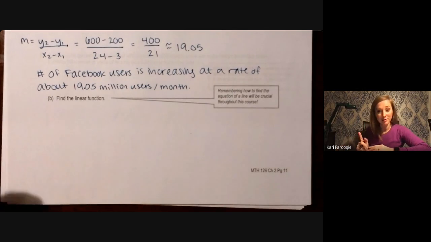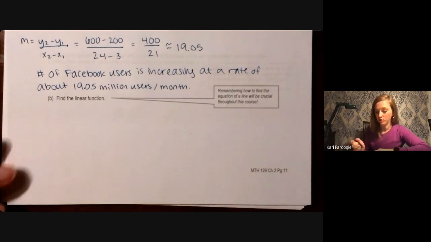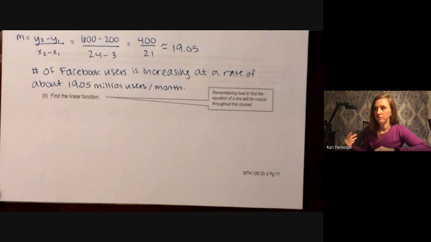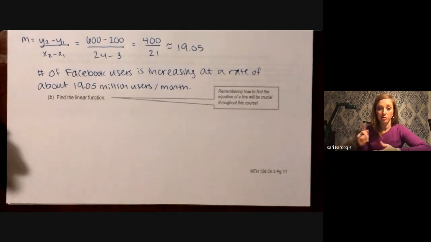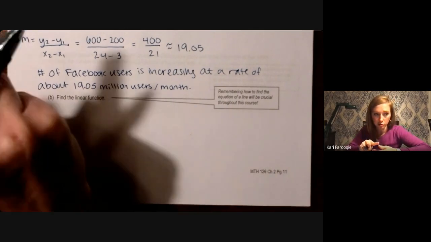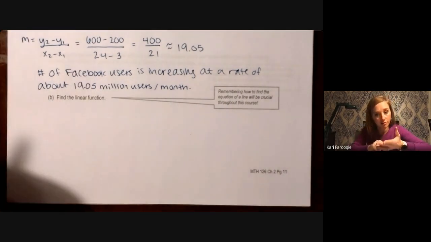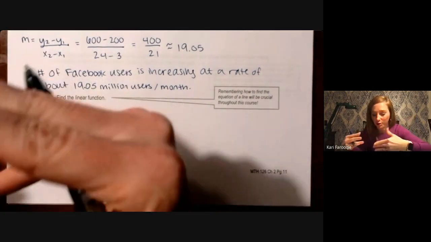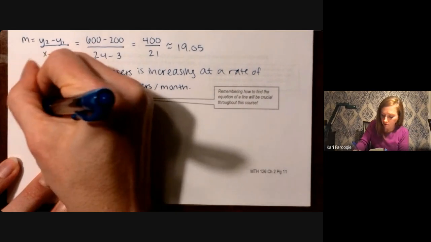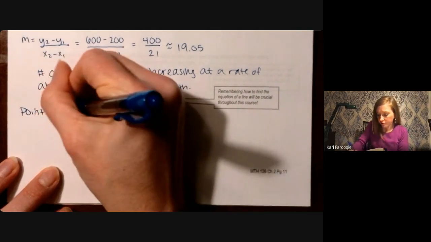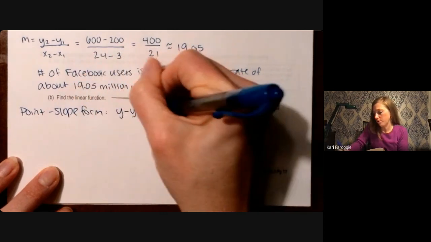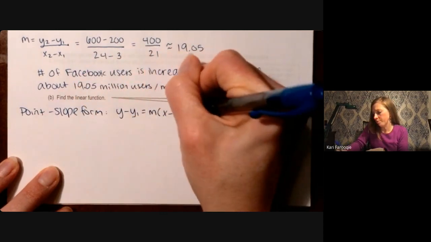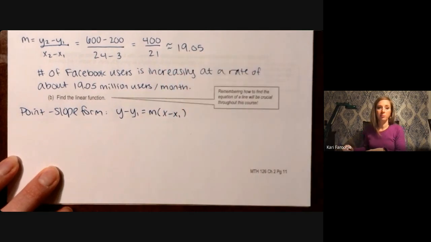So I'm going to remind you, if you don't remember how to find the equation of a line, there are a few different ways of doing this. The one I like to use is just the point slope formula. I always like to tell my students, you need two different quantities in order to write the equation of a line. You need a point and a slope, which is why I like to use point slope form. So point slope form is going to be y minus y sub 1. Here, I'll write here. Point slope form: y minus y sub 1 is m times x minus x sub 1.